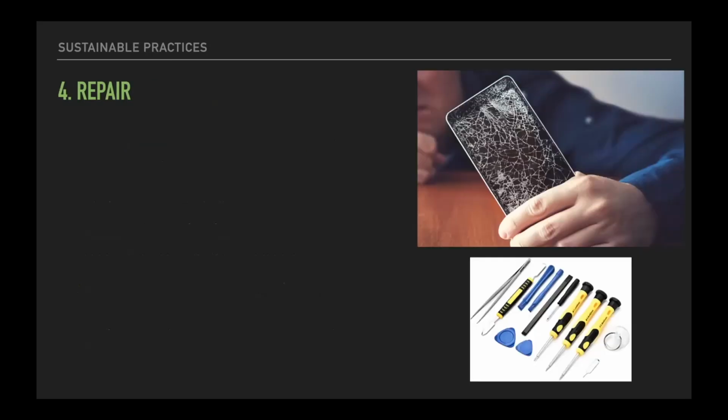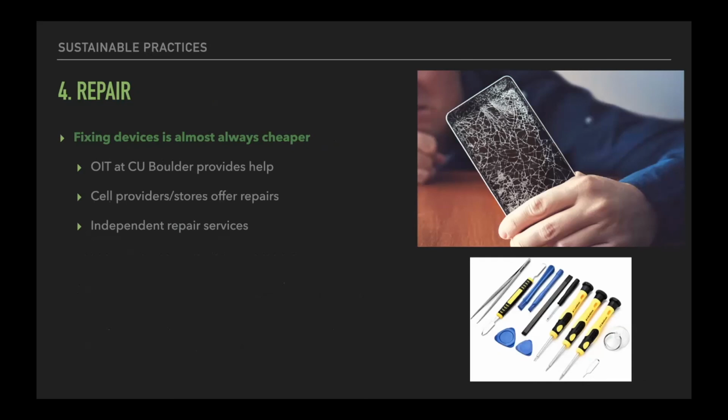Step 4 is to repair, right? So before we think of throwing things away, we should think about how we can fix them. This kind of comes back to thinking about things as a sum of their parts. This isn't a broken iPhone, this is a broken screen, right? And so fixing things is almost always cheaper.